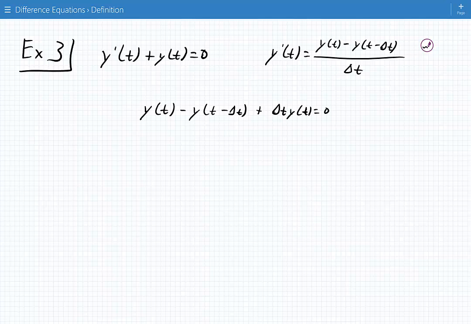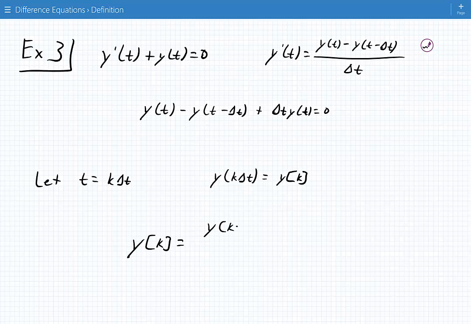Now to sample this, we're going to let t equal k delta t, and as we know, y of k delta t is equal to y of k, the sampled function. So if we plug all that in, we have y of k is equal to y of k minus 1 over 1 plus delta k.